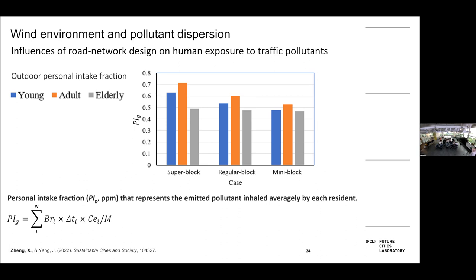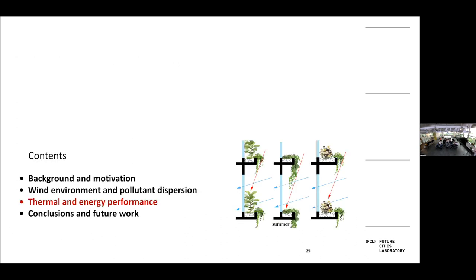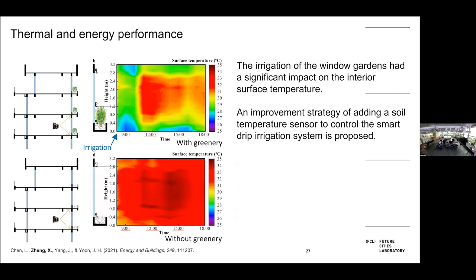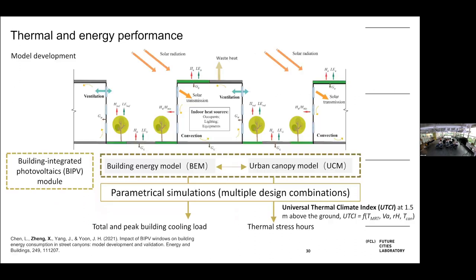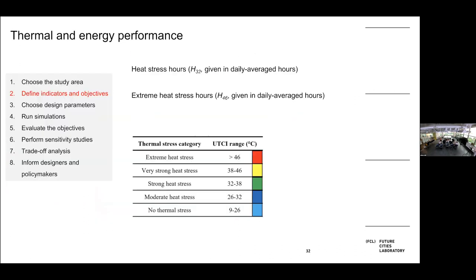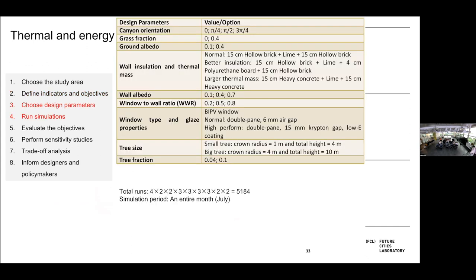Is there a reason why you said there's a range? The range is because there are too many results, like 5,000 runs in total, with different parameters. I have more than 1,000 results for a window-to-wall ratio of level 2, and also 1,000 for level 5 and level 0.8, and then we subtract.